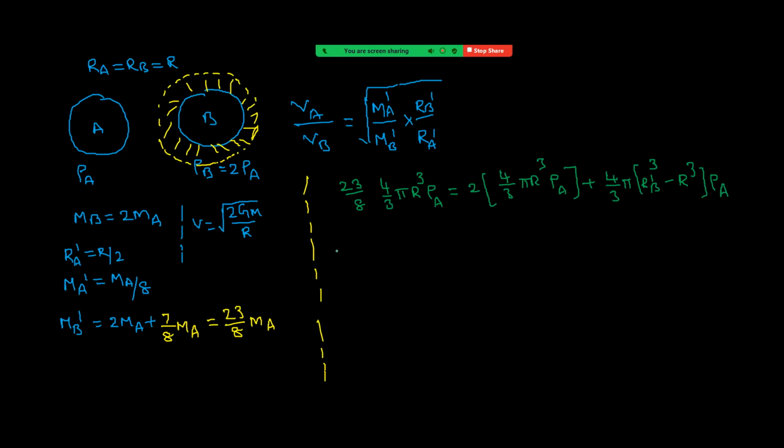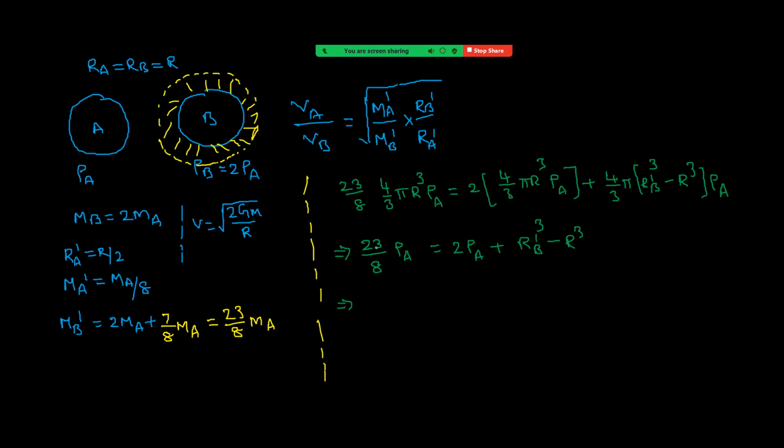Now see carefully, throughout we can cancel 4 by 3 pi, 4 by 3 pi, 4 by 3 pi. Rho A also gets cancelled. Remaining is 23 by 8 is equal to 2 plus RB dash cube minus R cube, right? Now 23 by 8 minus 2. See how much we get? 23 by 8 minus 2.